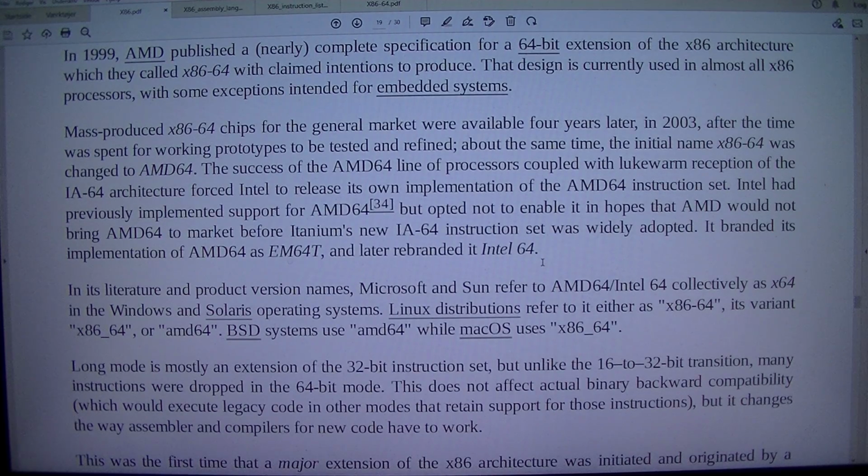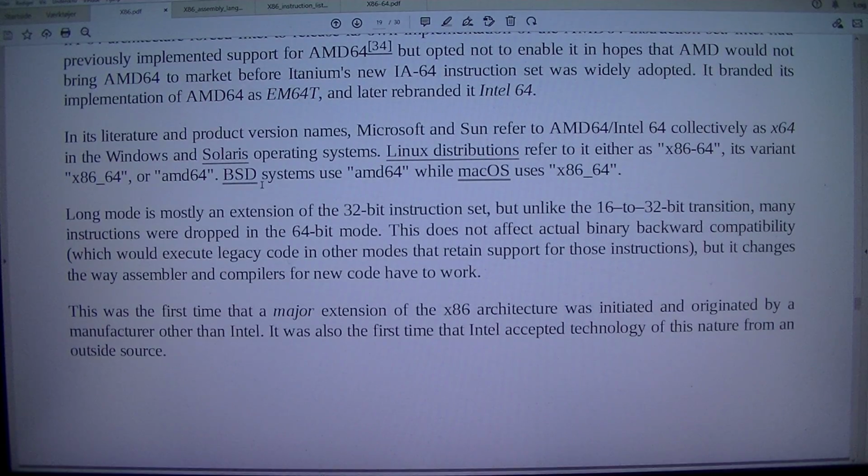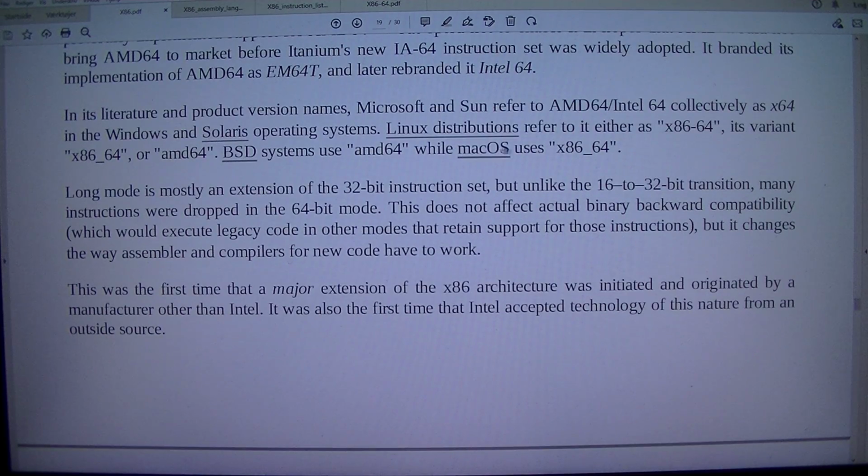In its literature and product version names, Microsoft and Sun refer to AMD64/Intel 64 collectively as x64 in the Windows and Solaris operating systems. Linux distributions refer to it either as x86-64, its variant x86_64, or AMD64. BSD systems use AMD64, while Mac OS uses x86_64.